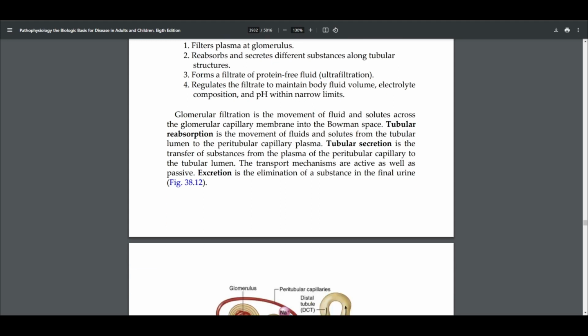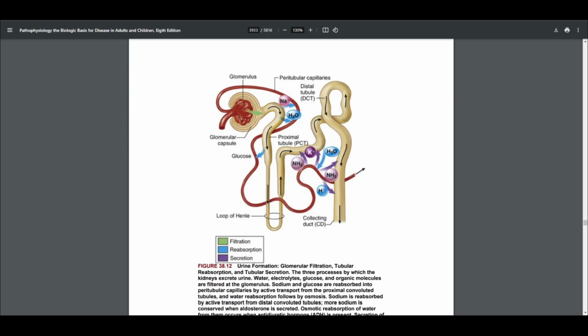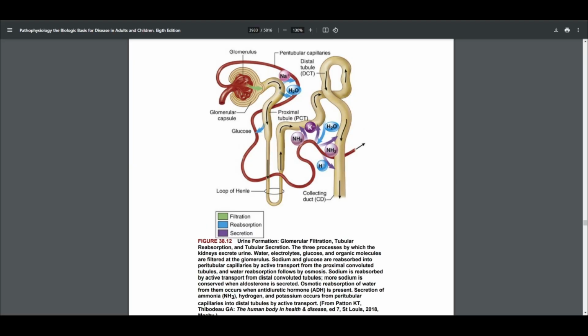Glomerular filtration is the movement of fluid and solutes across the glomerular capillary membrane into the Bowman space. Tubular reabsorption is the movement of fluids and solutes from the tubular lumen to the peritubular capillary plasma. Tubular secretion is the transfer of substances from the plasma of the peritubular capillary to the tubular lumen. The transport mechanisms are active as well as passive. Excretion is the elimination of a substance in the final urine. And then we're taking a look here at your filtration, reabsorption, and secretion. And that's, I guess, your pathway.